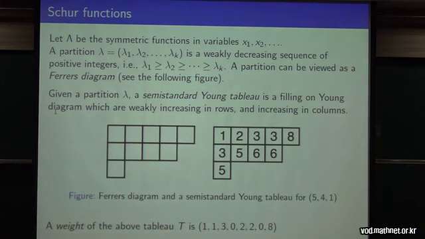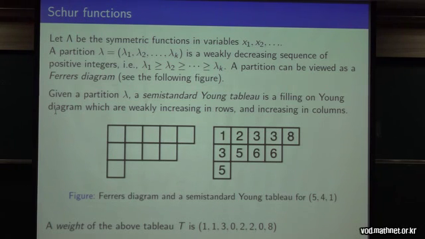So I'm going to define a Schur function. Lambda is a symmetric function in infinitely many variables x1, x2, x3, and so on, and a partition is a weakly decreasing sequence of positive integers. So in the previous example, we have 4, 2, 1, and it generally satisfies this. A partition can be viewed as this so-called Ferrers diagram. In this case, the corresponding partition is 5, 4, 1. You just read the number of boxes in each row.